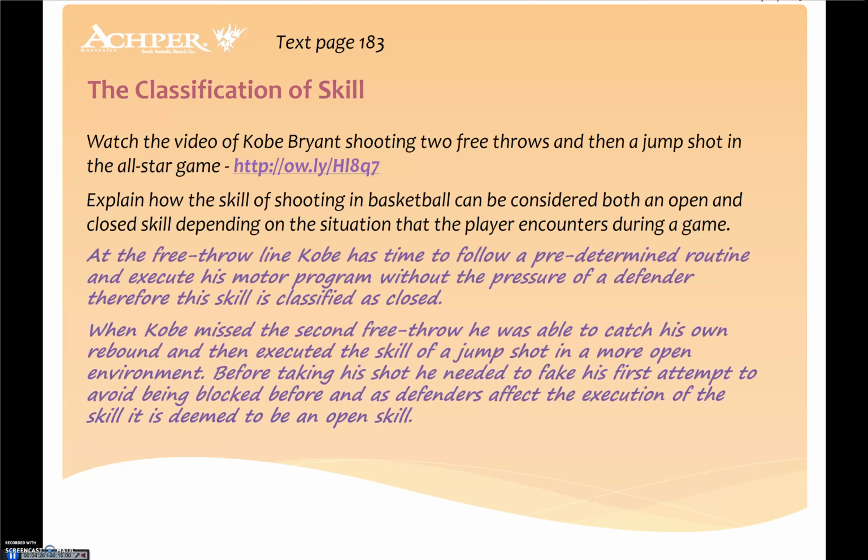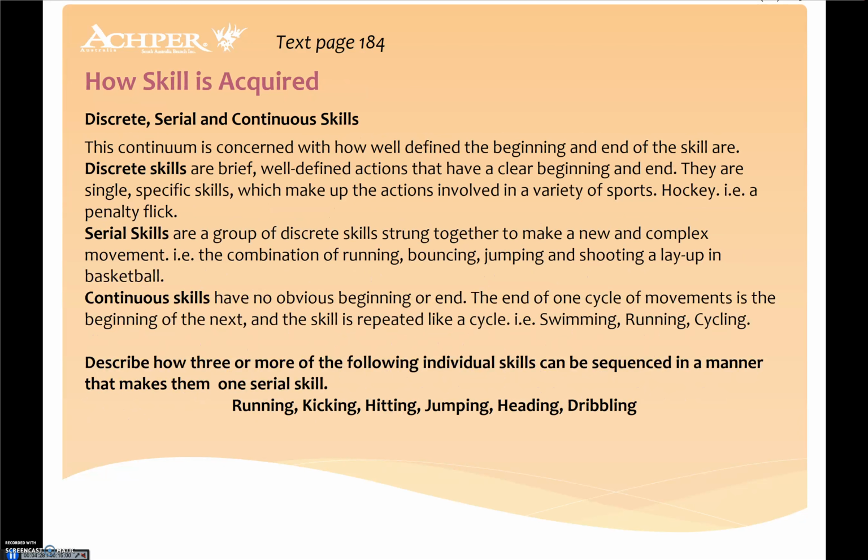Alright, we won't go through that. So, how a skill is acquired. We have discrete, serial and continuous skills, so we're looking at movement patterns. Discrete skills have a defined beginning and end. They're brief, single specific skills which make up the actions involved in a variety of sports.